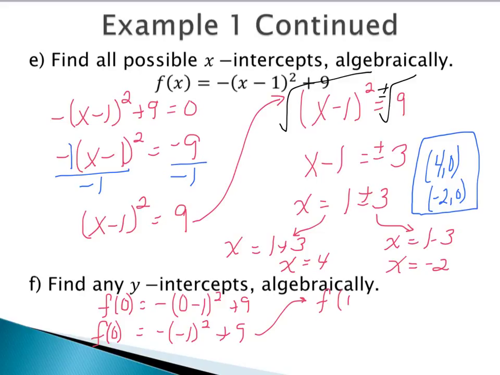So again, working through this, we're going to have f of 0 equals, so negative 1 squared on the inside is going to be a positive 1, but that negative 1 is still outside, so we have a negative 1 plus 9, which would then give us an answer of 8. So our y-intercept as an ordered pair would be the point 0, 8.